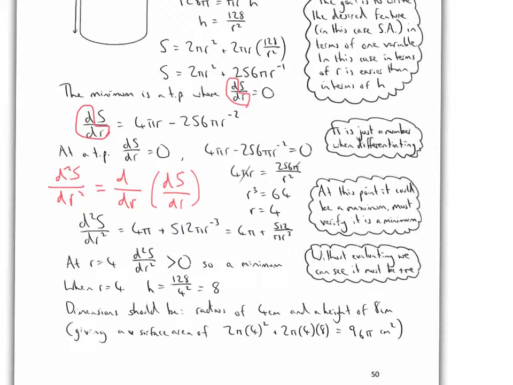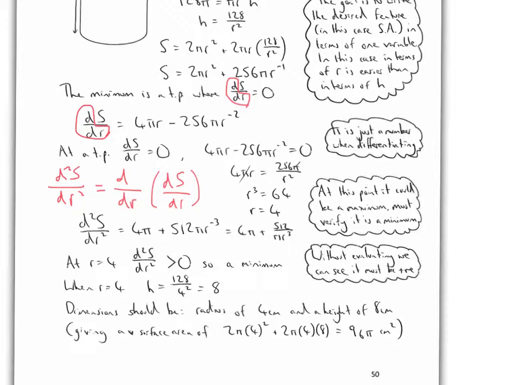This bit must be clear. You can't just assume that because you found a turning point, it is the minimum you wanted. Okay? If you went into production with this value and it was the maximum, you're making the worst possible cans you could do. So I've checked it's a minimum, and now you just need to make sure you're answering the question. Just like previous ones where you had to make sure you had coordinates, here you ask for the dimensions.